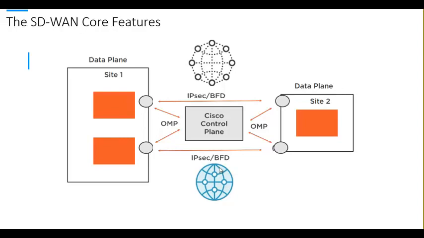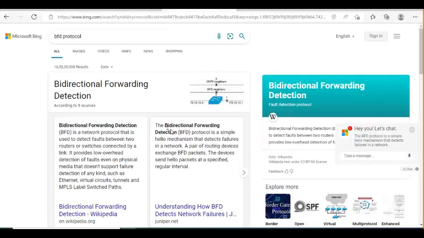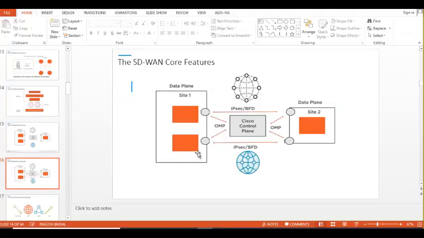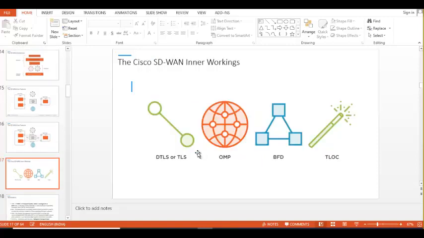So it is the bidirectional forwarding detection protocol. It is simply a hello mechanism that detects failure in the network. Only for this purpose we use BFD. BFD is now very commonly seen in networks, not only in SD-WAN. It's very common in OSPF networks, BGP networks. For fast convergence, they use this to identify the failure.